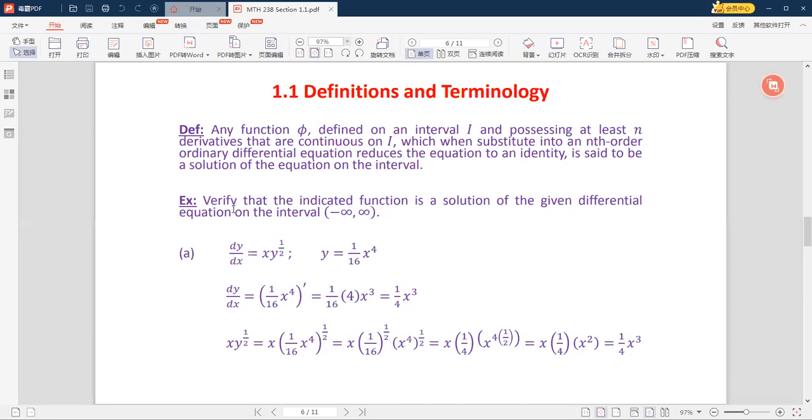In this example, we need to verify that the indicated function is a solution of the given differential equation on the interval from negative infinity to positive infinity. That means we're trying to verify that the function given in the problem is a solution to the differential equation, and this solution is valid for all values of x.